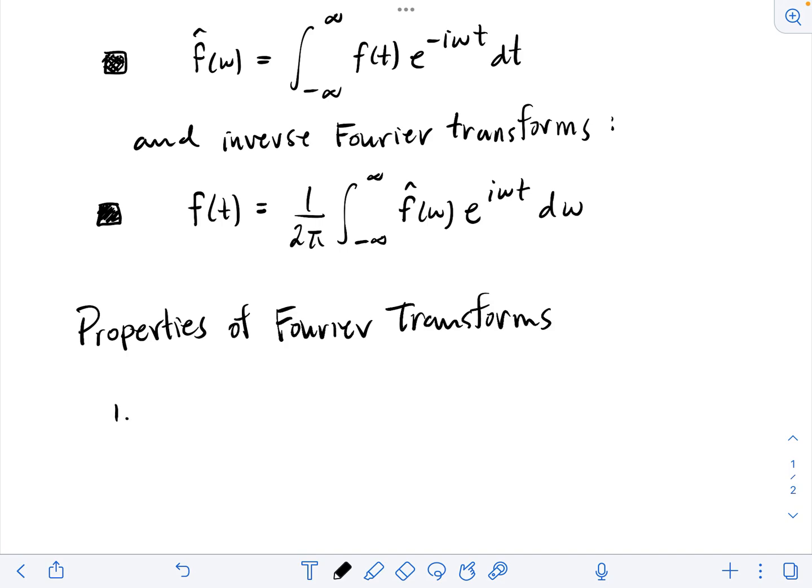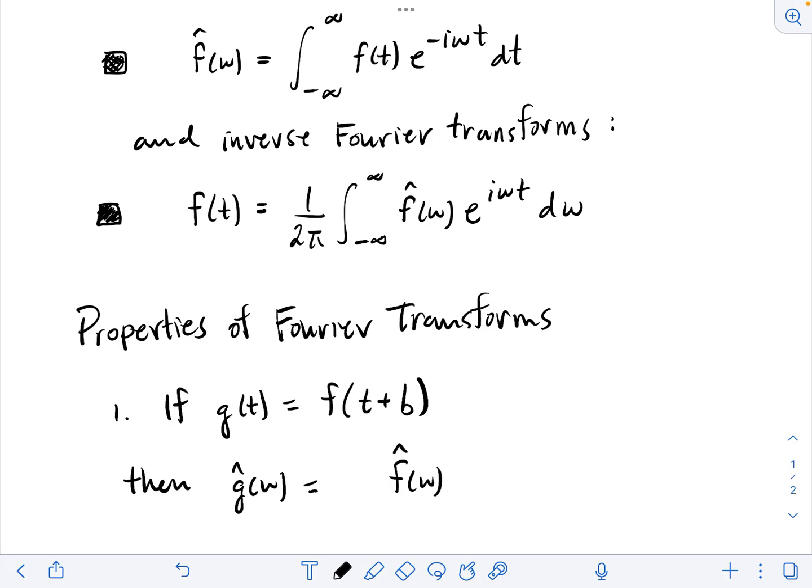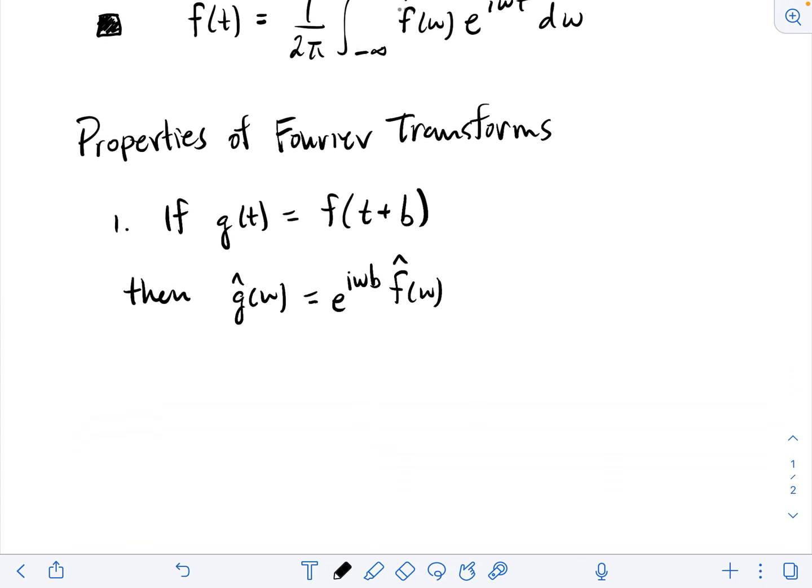Alright, so the first one is, let's imagine that g of t is equal to some function f of t except the time coordinate is shifted. So we take our f of t function and express it as f of t plus b. If we do that, then when we take the Fourier transform of g of t, we get g hat of omega, and that's going to be equal to f hat of omega, the Fourier transform of f of t, multiplied by e to the i omega b. Okay, so that's like a time shift property.